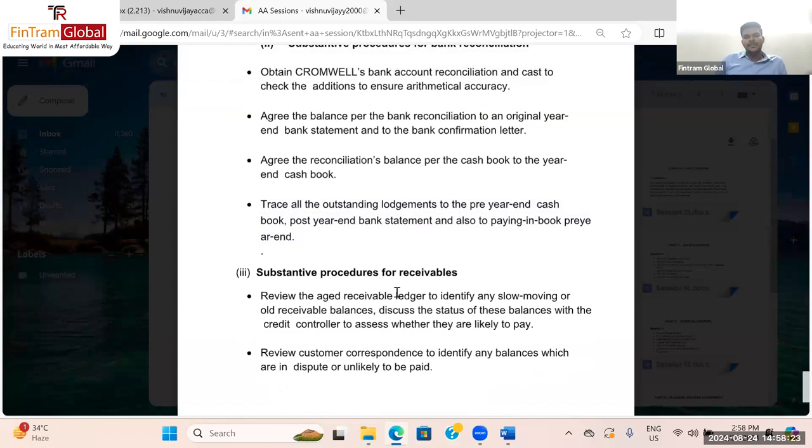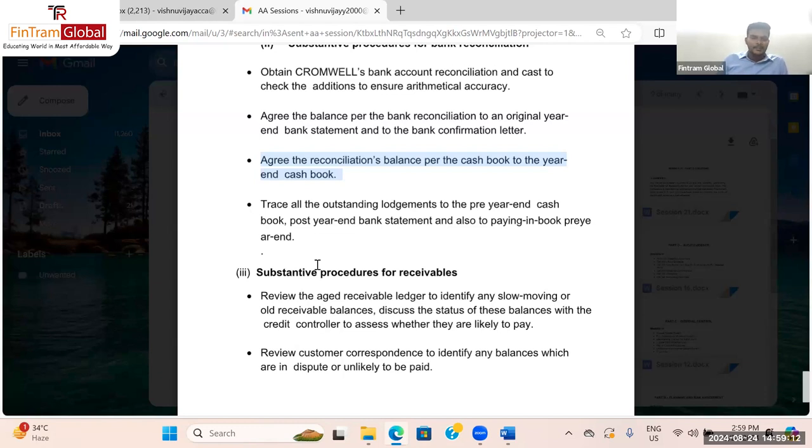Is this procedure complete? What do you think? Which procedure? The last one, or even the second last one, I would say. Have you mentioned why we are doing any of these procedures? To ensure the financial statements are showing the correct value. That would be too generic an objective, but let's take this particular procedure: agree the reconciliation balance as per the cash book to the year-end cash book. We are mentioning the action and the source document. But is the objective mentioned? No. That needs to be added.